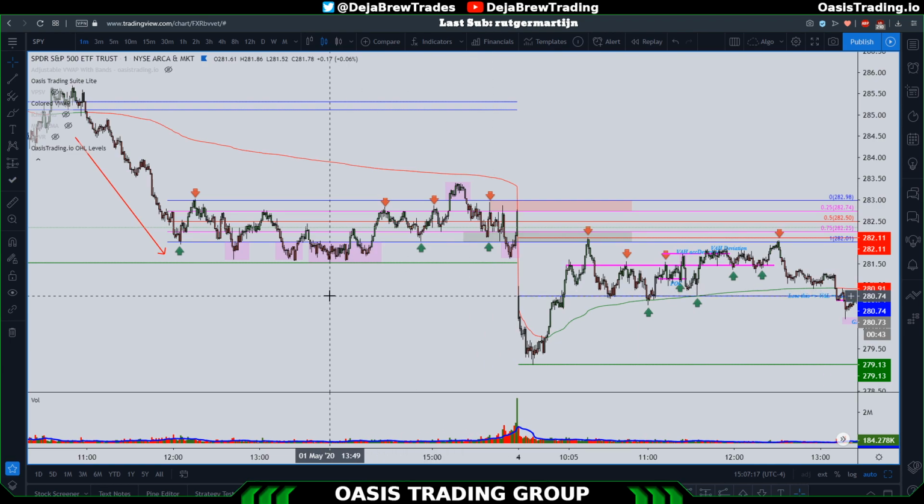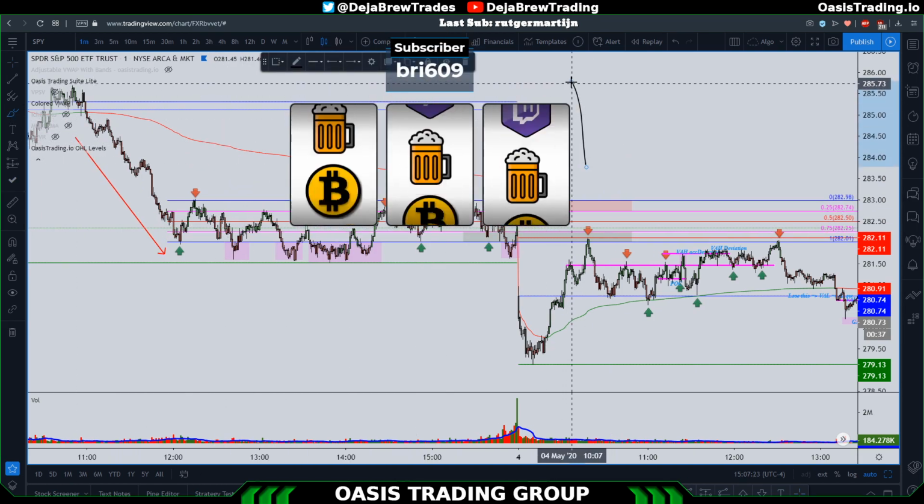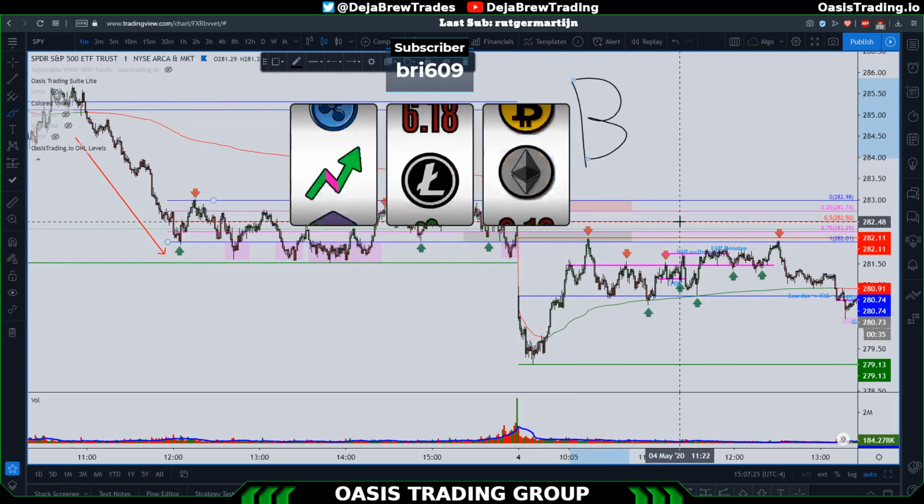I talked about how to trade the accumulation of that day. This was a capital B profile, so you had a little bit of action on both the high and the low.